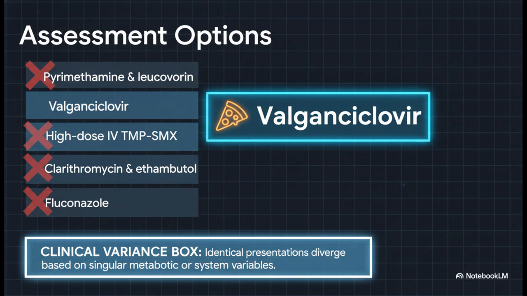Number 3, high-dose IV TMP-SMX. Incorrect. It's the targeted therapy for PJP pneumonia. Number 4, clarithromycin and ethambutol, is incorrect. This treats disseminated MAC. And number 5, fluconazole, is incorrect. This is utilized for candidiasis.